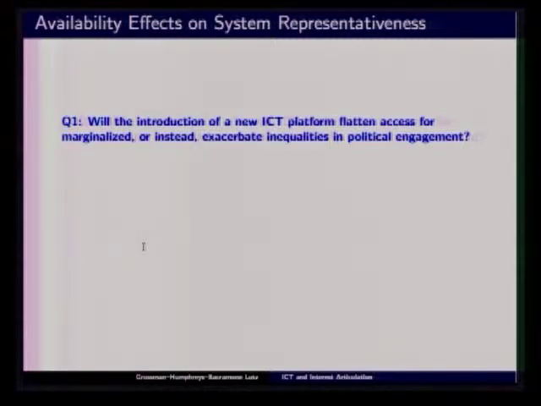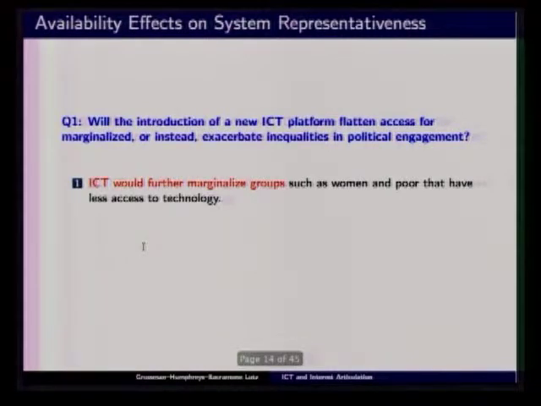So I'm going to run quickly through the questions that we try to address. The first one is very basic. When we introduce a new ICT platform to connect citizens and their representatives in parliament, will that flatten access, or will that just exacerbate inequalities in political engagement? And there are 2 different schools of thought. Some will say, no, don't introduce an ICT platform at this stage because the poor don't have mobile phones and you're only marginalizing them further.